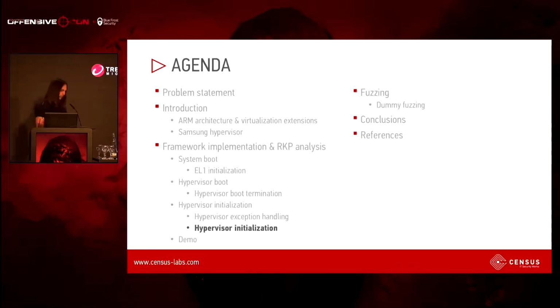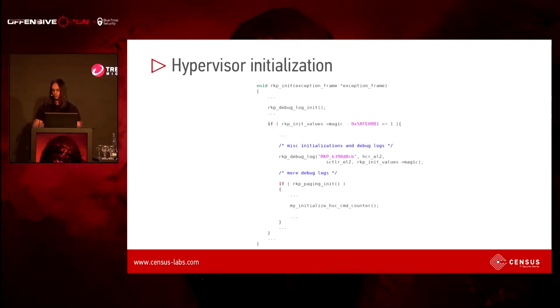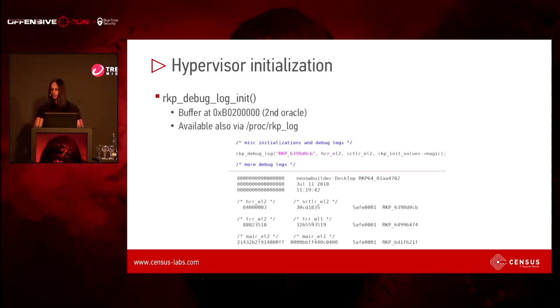So now we can interact with RKP. Let's see how we initialize the hypervisor. The first function is RKP init with ID 0. You can also see the command. And it expects a struct with info about the kernel, such as the text and data regions, the vmalloc range, page table addresses, and some Samsung-specific regions. This is the function, and we're going to examine the various steps next.